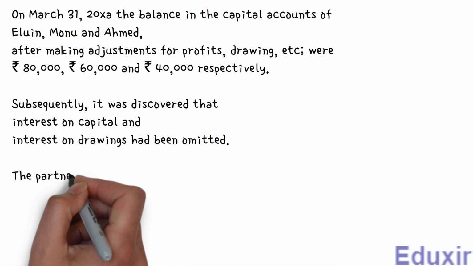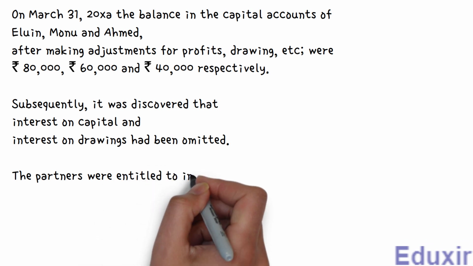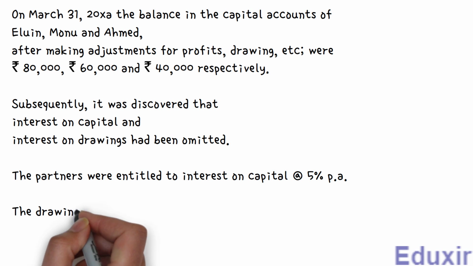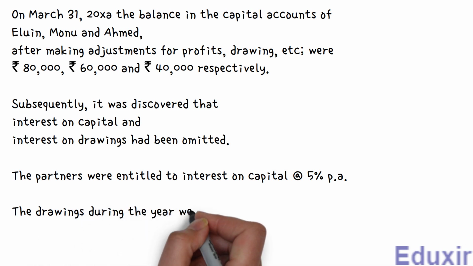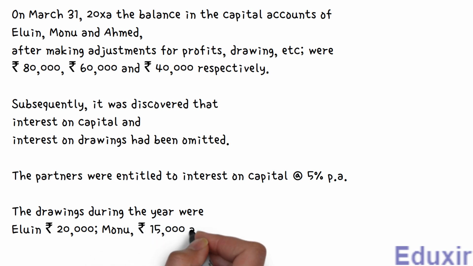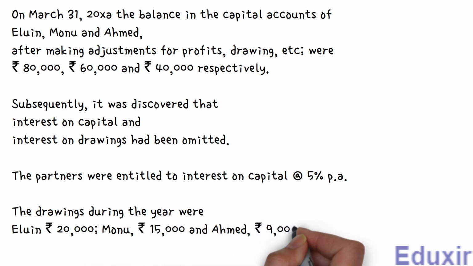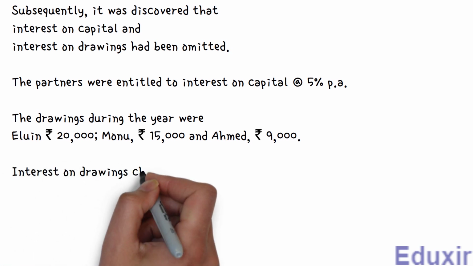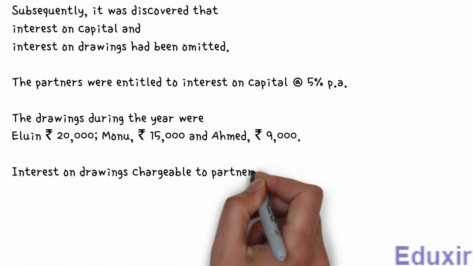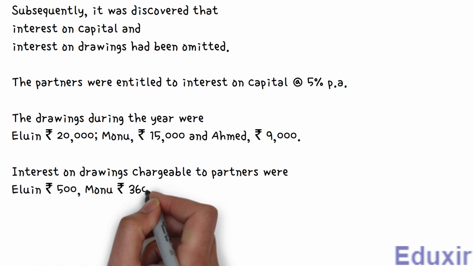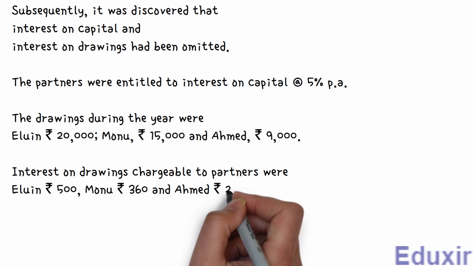The partners were entitled to interest on capital at the rate of 5% per annum. The drawings during the year were Eluin 20,000 rupees, Monu 15,000 rupees, and Ahmed 9,000 rupees. Interest on drawings chargeable to partners were Eluin 500 rupees, Monu 360 rupees, and Ahmed 200 rupees.